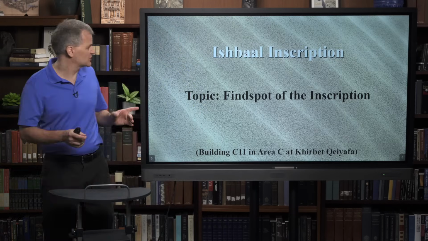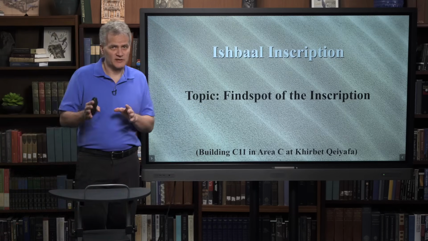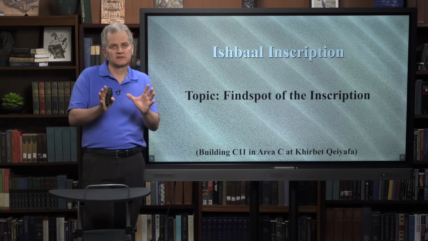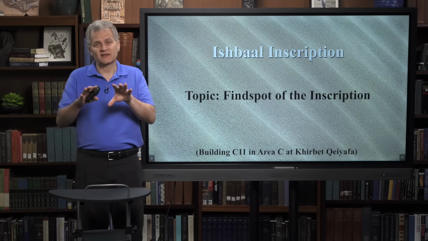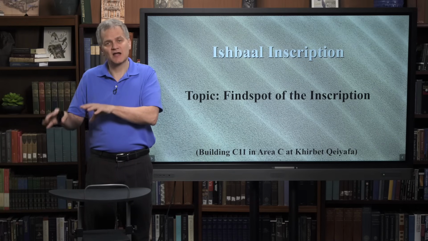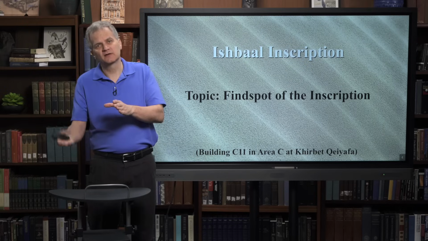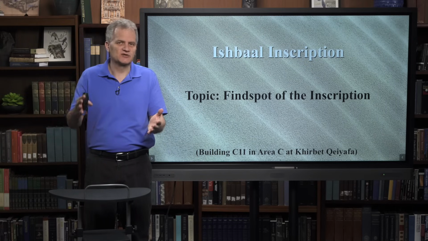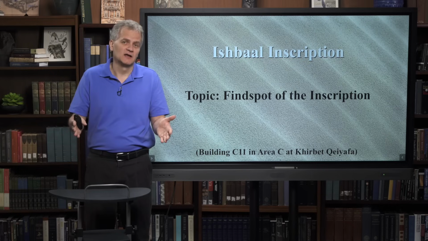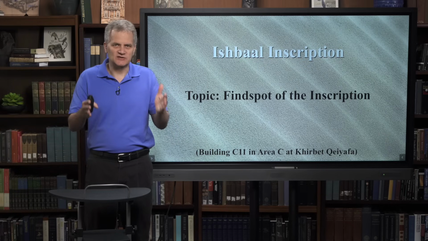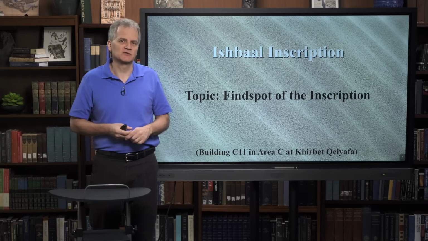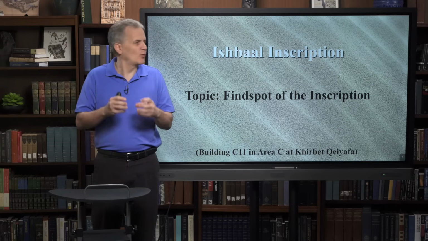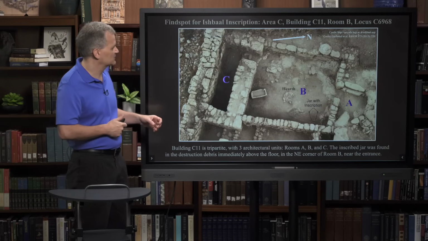And now we're going to move on and talk about the find spot of the inscription. Where was it at Khirbet Qeiyafa? We know already that the site was occupied at the end of the 11th century BC and the beginning of the 10th century BC, somewhere between 1019 and roughly 990. That's the date range that I have for the occupation of the site. So within that range, time-wise, that's where it fits. But where on the site was it found?